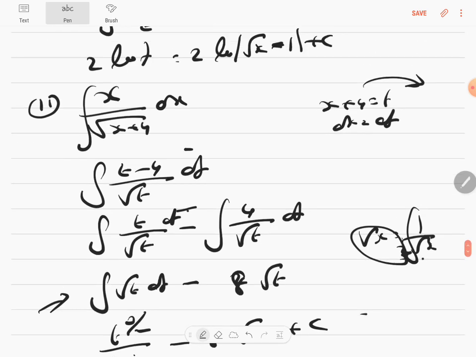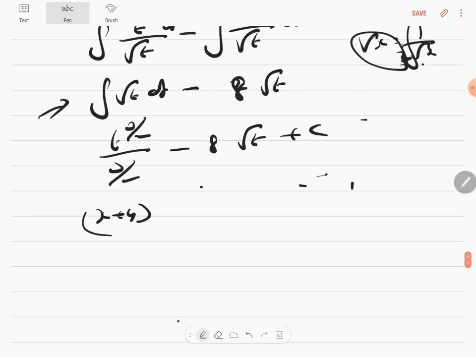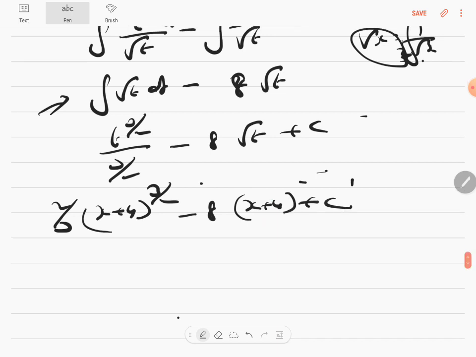What is t? t is x plus 4. So (x plus 4) the whole to the power 3 by 2 into 2 by 3 minus 8 into root of (x plus 4) plus c. Let's go to the next sum.